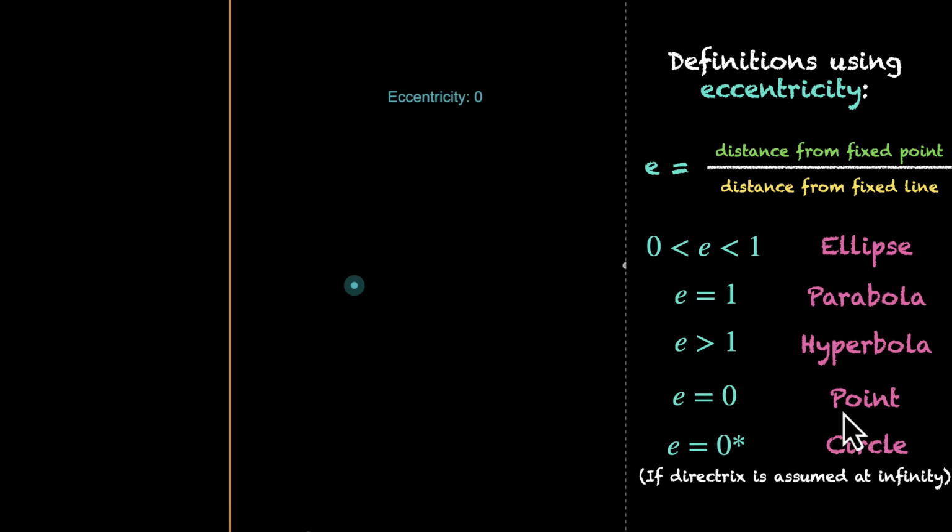It's 0 for a point. It's equal to 1 for a parabola. It's between 0 and 1 for an ellipse, and it's more than 1 for the hyperbola.